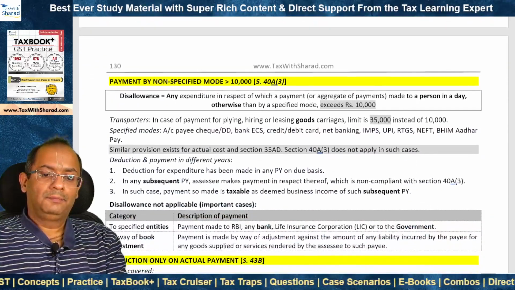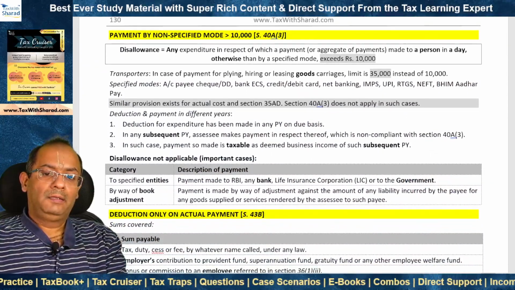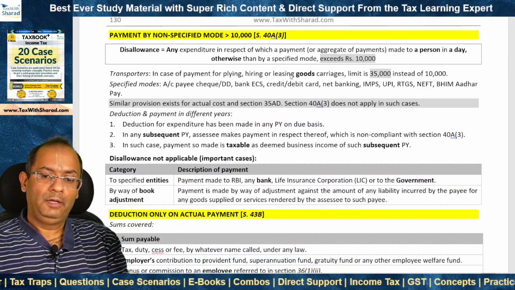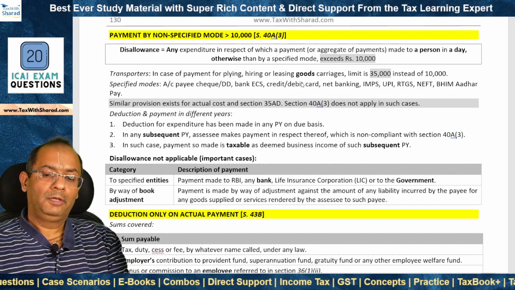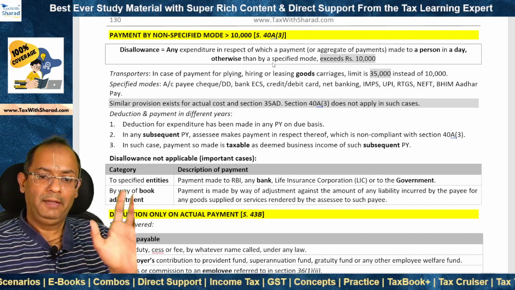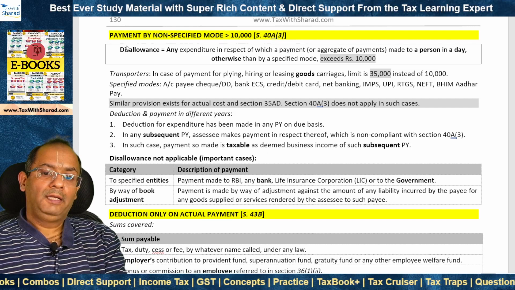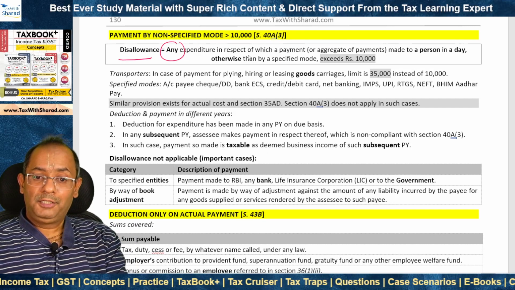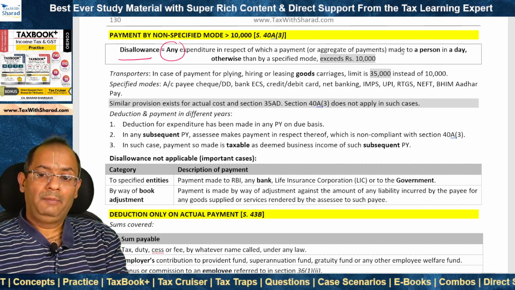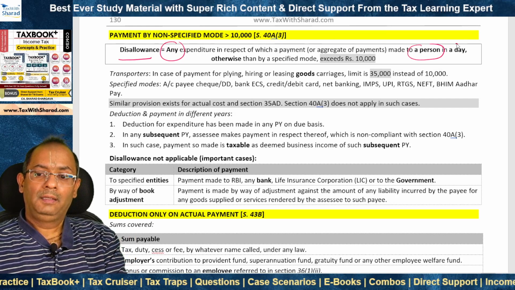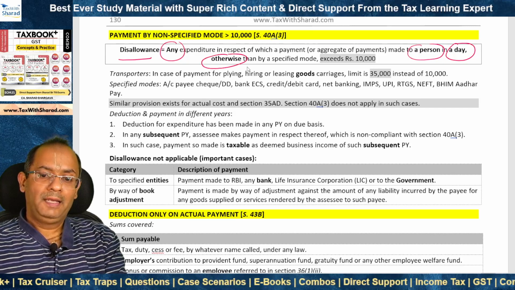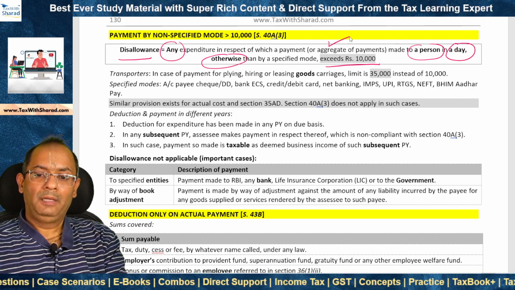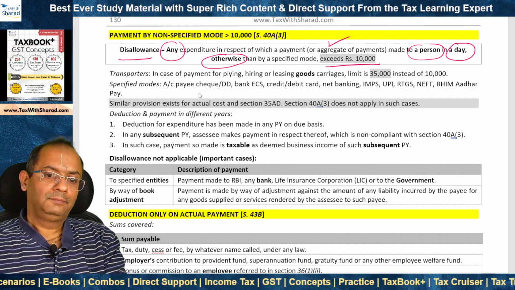Section 40A(3) makes disallowance in respect of payment by non-specified mode greater than 10,000, and note that we have already made reference to it in the context of actual cost and section 35AD. Under section 40A(3), what is the disallowance? It's of any expenditure in respect of which a payment is made to a person in a day which is otherwise than by a specified mode exceeding rupees 10,000. In case of multiple payments, we need to consider the aggregate.